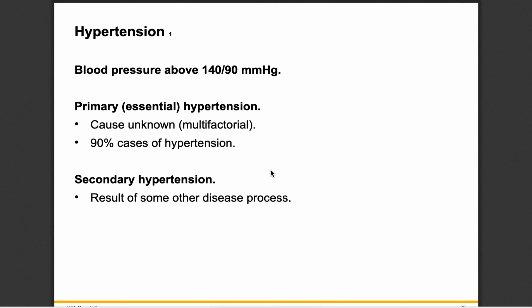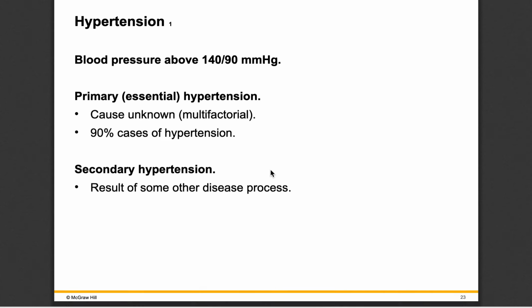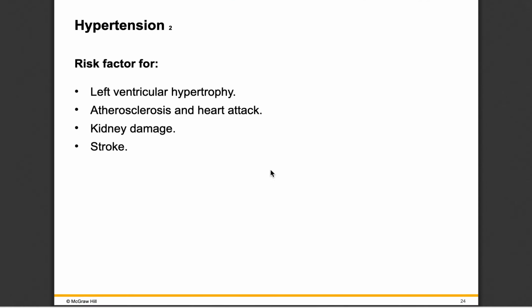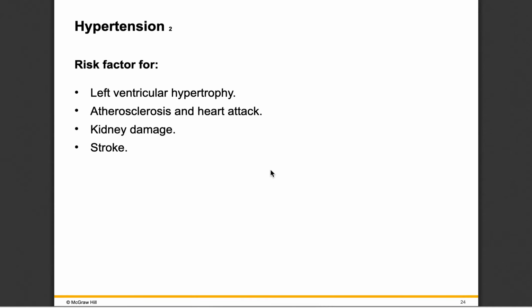But there is secondary hypertension that is caused by other disease processes. But they're both kind of looked at the same. They both increase your risk for heart attacks and heart damage over time. And so there are risk factors for hypertension. Some of these things that may put you more at risk for it is something called left ventricular hypertrophy, if you've had kidney damage or a stroke, or if you've had a heart attack or something like atherosclerosis.